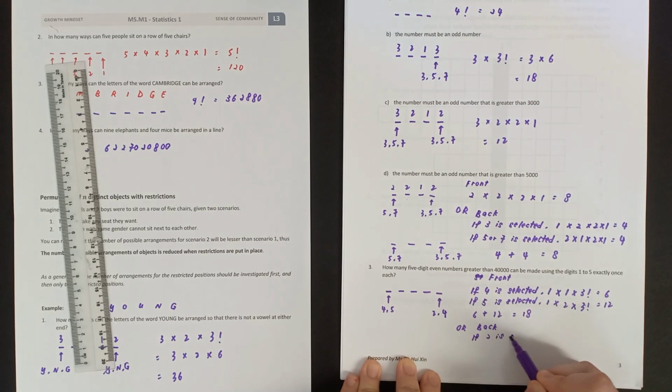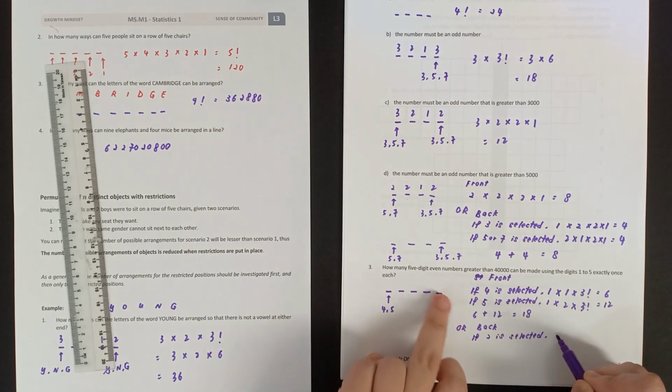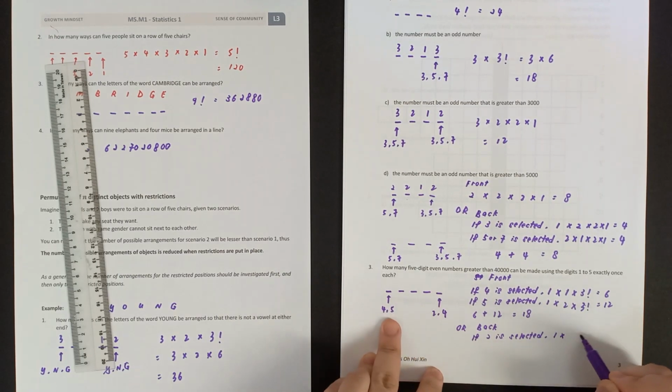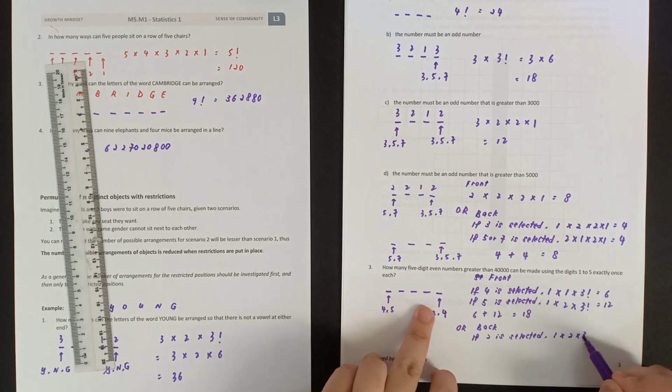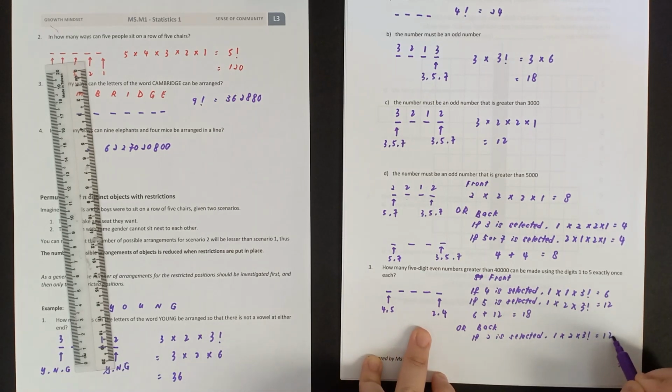So if 2 gets selected, meaning that you're assuming the last one you get 2. Then here you are left with 2 choices, then the other ones don't matter, then equals 12.